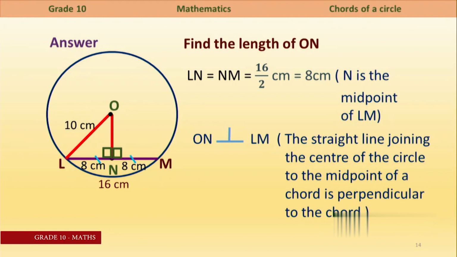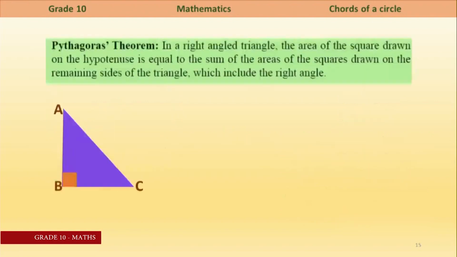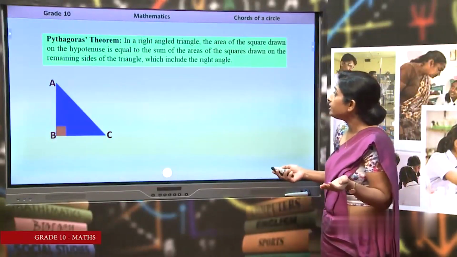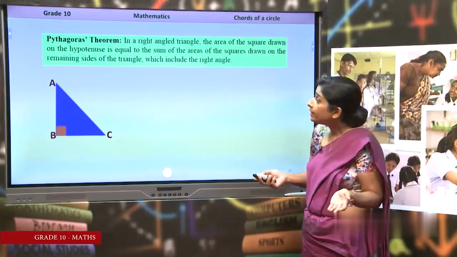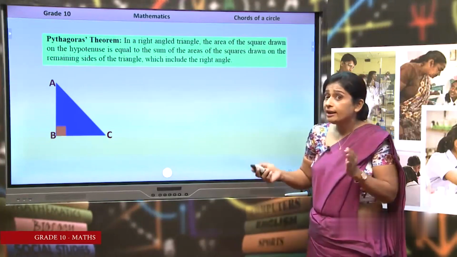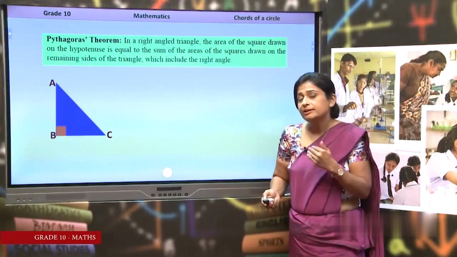When you see a right angle triangle, what do you remember? You can remember the Pythagoras theorem. You will study the Pythagoras theorem in grade 11, so I have mentioned it here. My Pythagoras theorem is: in a right angle triangle, the area of the square drawn on the hypotenuse is equal to the sum of the areas of the squares drawn on the remaining sides of the triangle, which include the right angle. This is the theorem in grade 11, but you know the Pythagoras relationship.